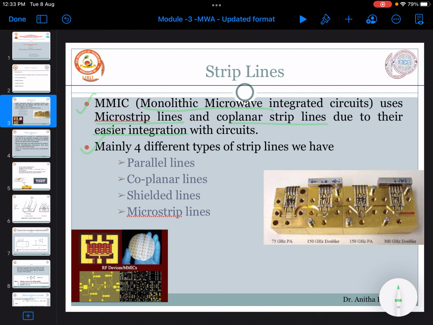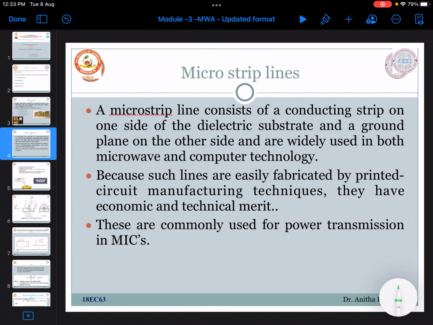Majorly we have 4 different types: parallel strip line, coplanar strip line, shielded and microstrip line. Here you can see RF and MMIC devices using a single monolithic microwave integrated circuit. This is a circuit representing a 75 gigahertz power amplifier, doubler, then power amplifier and doubler circuits integrated in an MMIC. So coming to the first part, microstrip lines.